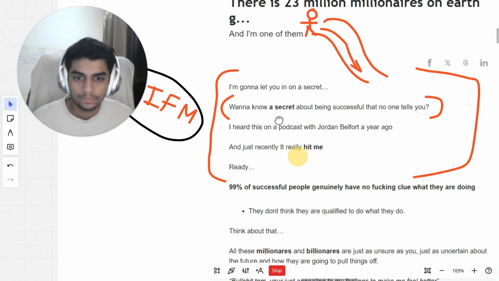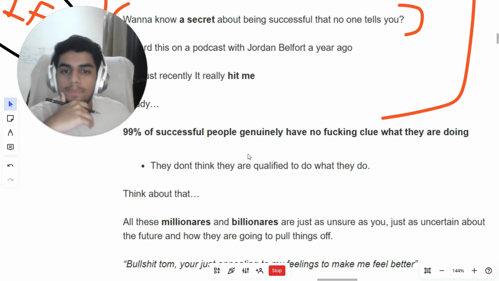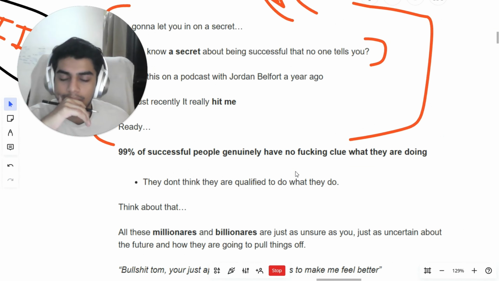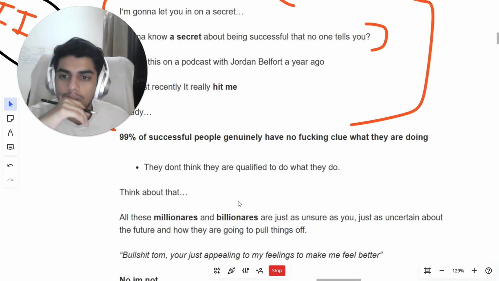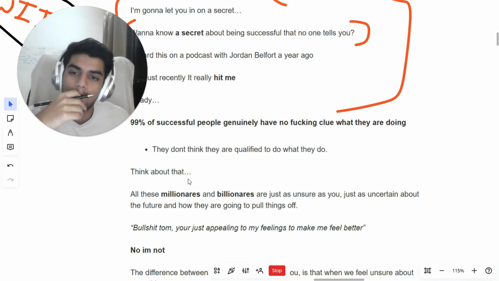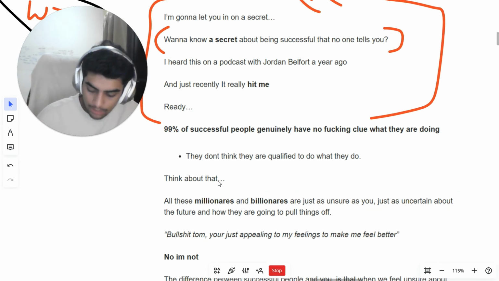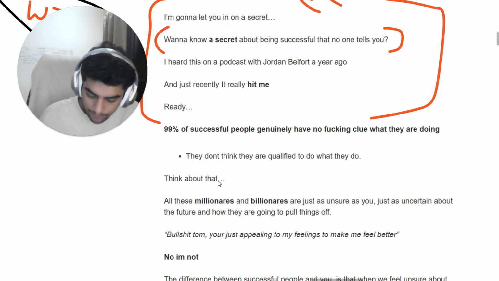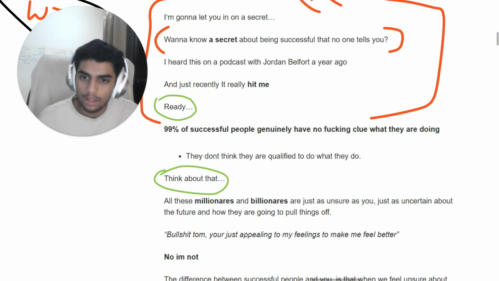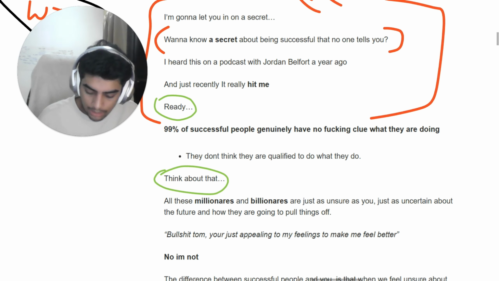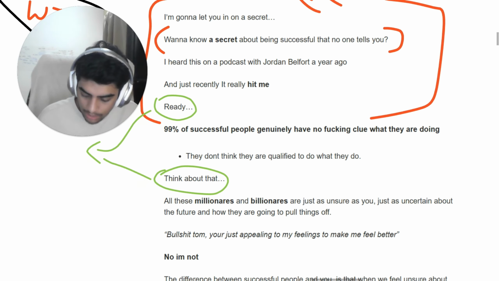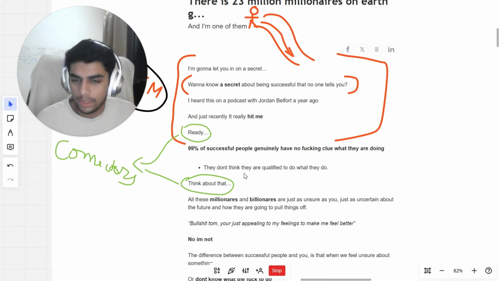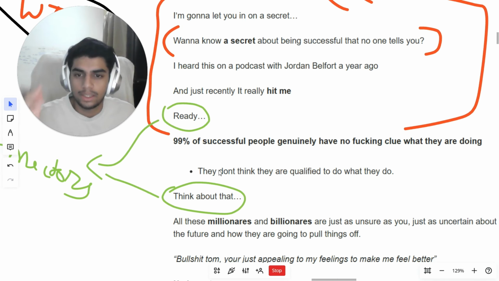But let's move forward. 99% of people genuinely have no clue what they are doing. They don't think they are qualified to do it. Think about that. One more thing I will tell you: when you're breaking a copy, you will find these things. Why am I marking them? Because we call them connectors. Ignore my handwriting, sorry.